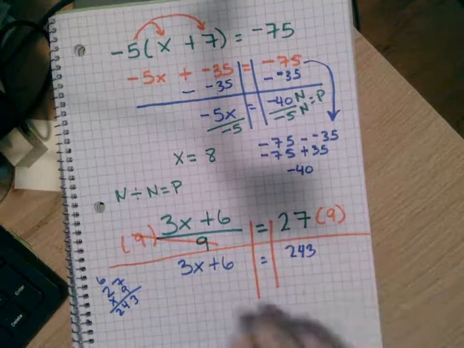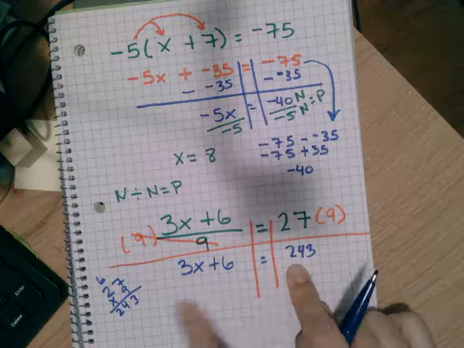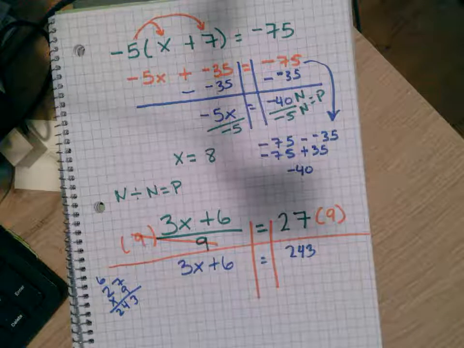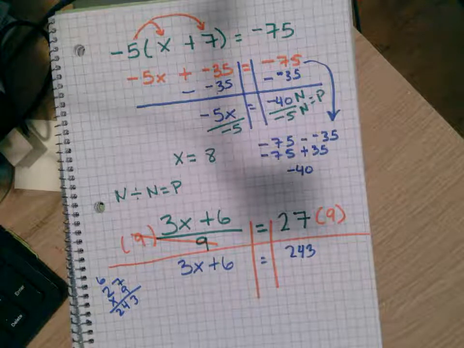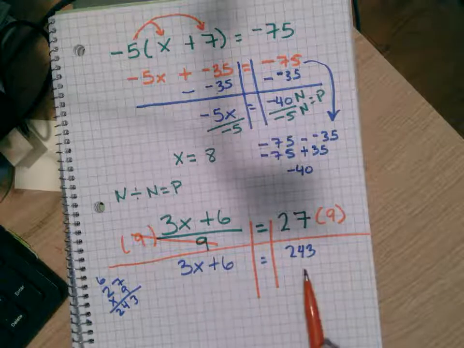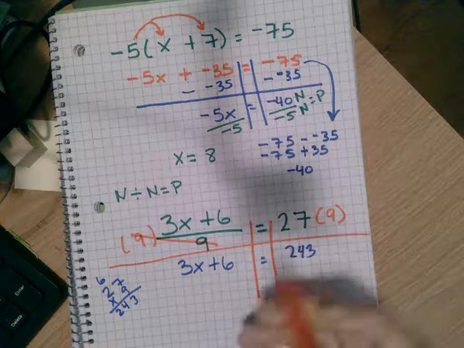Now, when you see this problem, 3x plus 6 equals 243, you should be like, oh, this is a piece of cake. I can't believe I complained about two-step equations. Those were the easiest thing in the world. This should be the easiest thing we do today, this part right here.